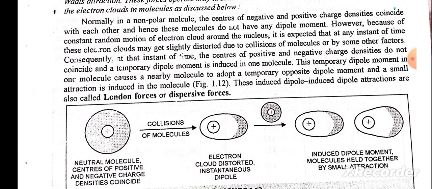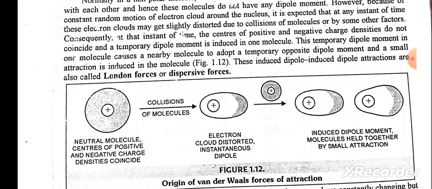In a non-polar molecule, the centers of negative and positive charge coincide with each other, and hence the molecule does not have any dipole moment. However, because of the constant random movement of the electron cloud relative to the nucleus, at an instant of time these centers may be slightly displaced, and due to the collision of molecules or some other factor, the centers of positive and negative charge no longer coincide, so a temporary dipole moment is induced in one molecule.